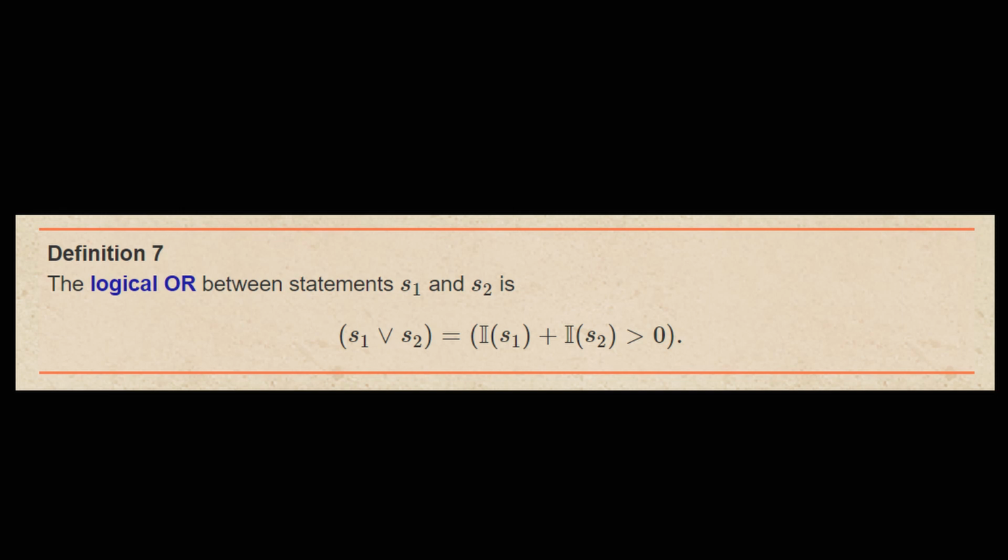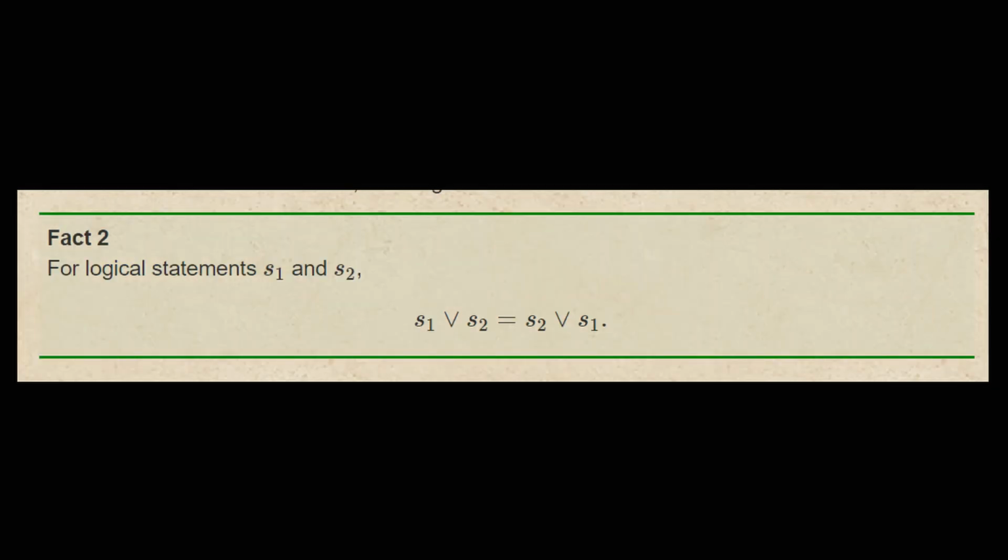The logical OR between S1 and S2 is just the event that the indicator of S1 plus the indicator of S2 is greater than or equal to 1. Since logical OR was defined using addition, which is commutative, so is logical OR. For logical statements S sub 1 and S sub 2, S sub 1 or S sub 2 equals S sub 2 or S sub 1.